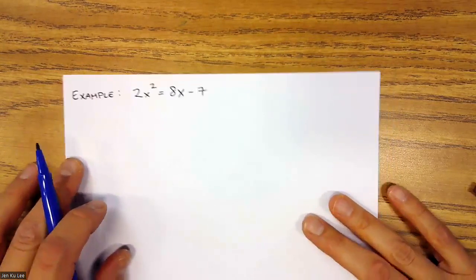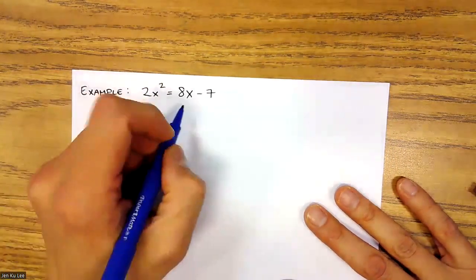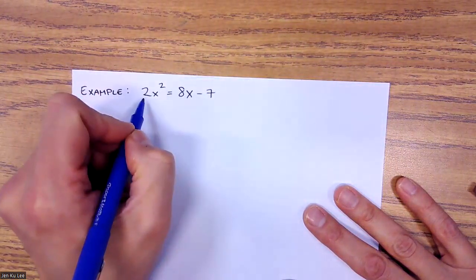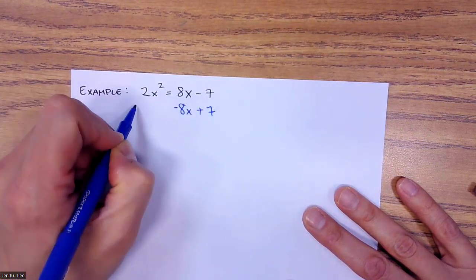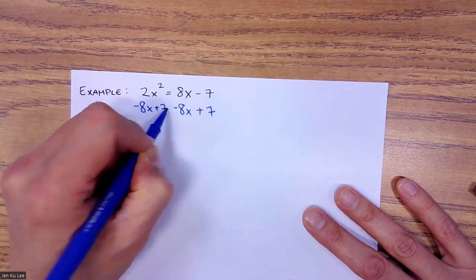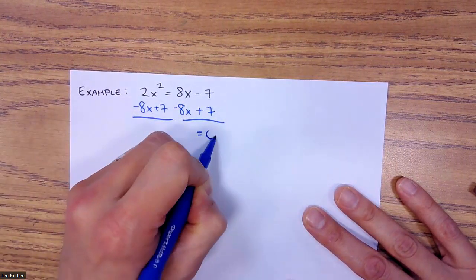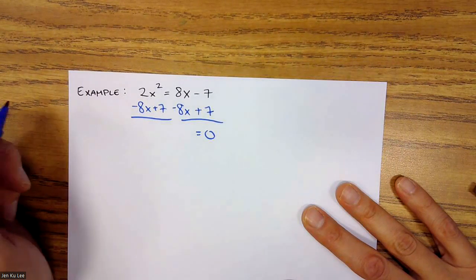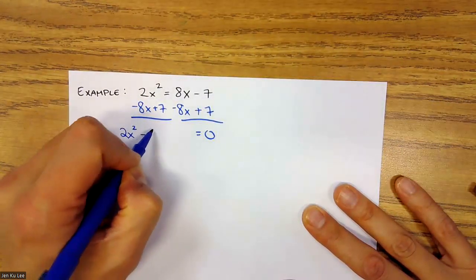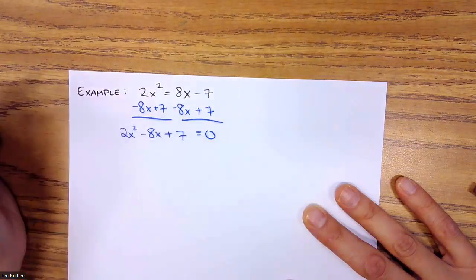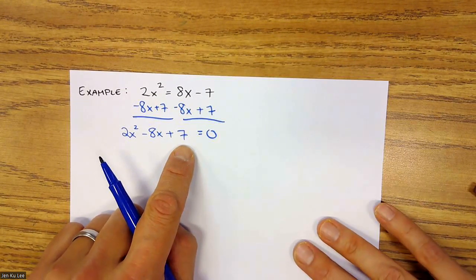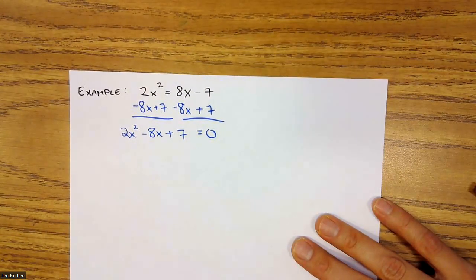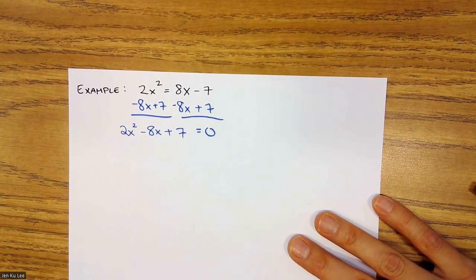We're going to make one side equal to 0 because that's my first step. I'm going to move the 8x and the negative 7 over to the left-hand side. So minus 8x, add 7, subtract 8x, add 7. My right-hand side is equal to 0. This would be 2x squared minus 8x plus 7. There are no special forms because this 7 is not a perfect square, and the 2x squared is not a perfect square as well. So either one would work.